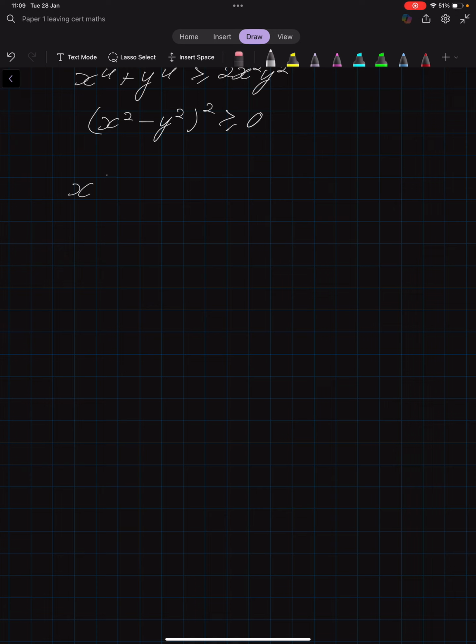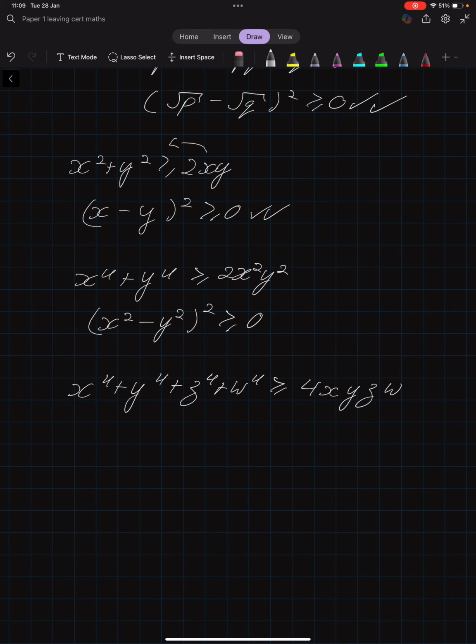I need to show that x to the 4 plus y to the 4 plus z to the 4 plus w to the 4 is greater than or equal to 4xyzw. Okay, I'm taking a bit of a risk doing this, because I'm not actually sure if I can show this or not. Okay, yeah, no, never mind. So basically what I want to do is use this, show this.